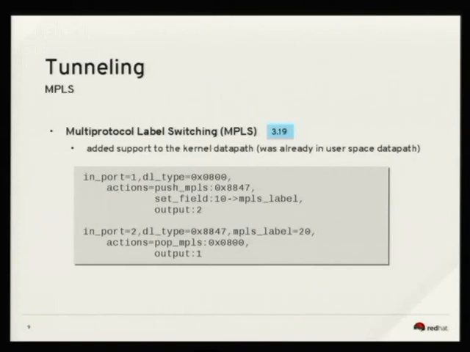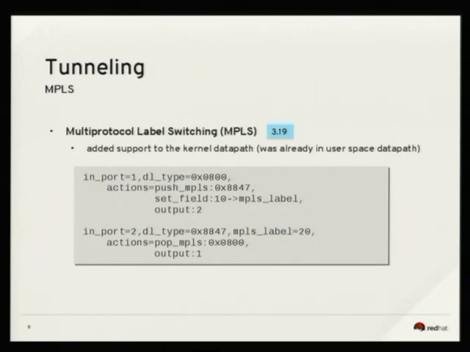Well, tunneling stuff. I probably have to mention MPLS. It's not so new. It went into kernel 3.19, but that was actually after the last DEF CON. So yeah, it's kind of a new feature in the last year. Anyway, speaking about kernel data path only, because that was supported even before for user space data path. And the example of usage is here.